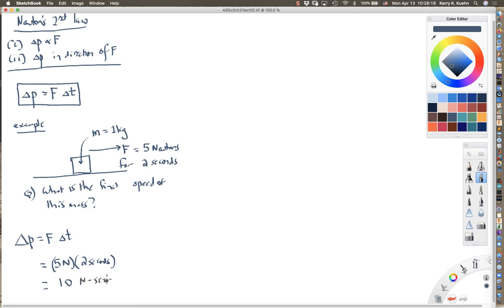Now this doesn't look like a change in momentum until we expand the units of newtons. So let's go up here and say the change in momentum is equal to 10.